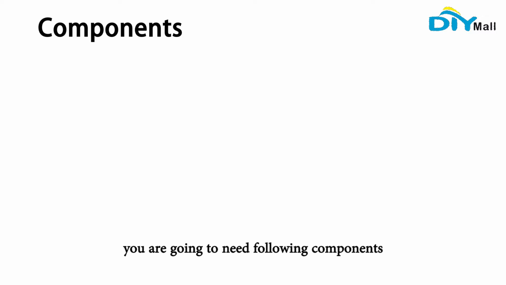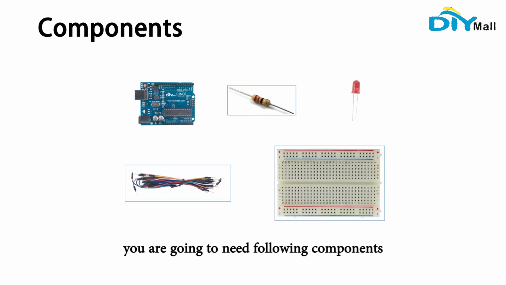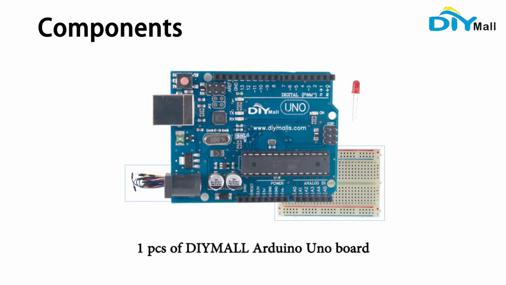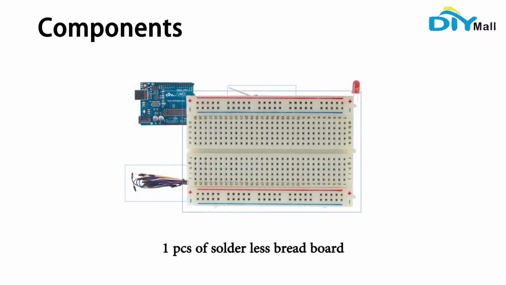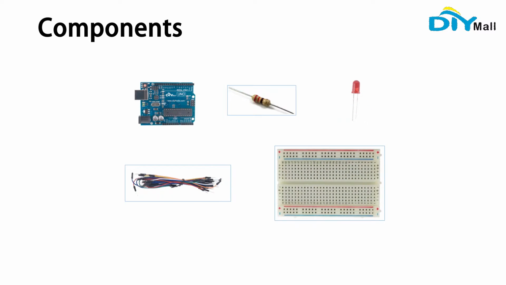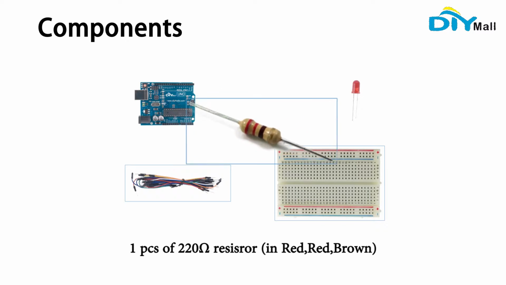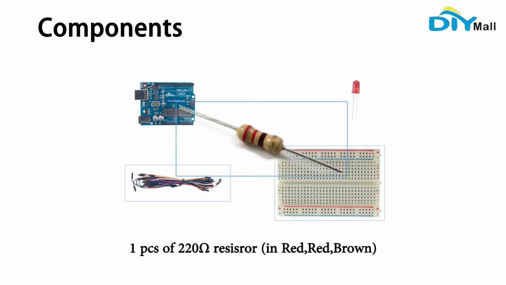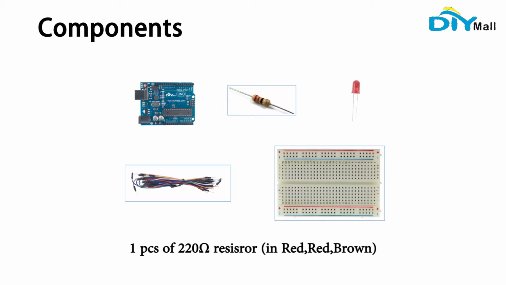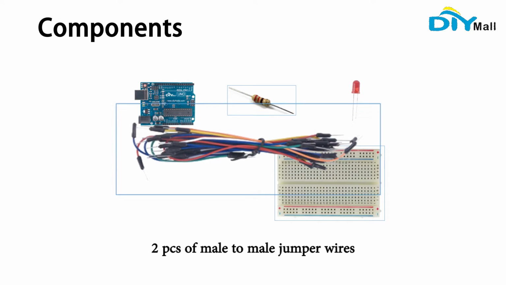For this project, you are going to need the following components: one piece of DIY-made Arduino Uno board, one piece of solderless breadboard, one piece of 5mm LED in any color, one piece of 220 ohm resistor in red, red, brown, and two pieces of male-to-male jumper wires.